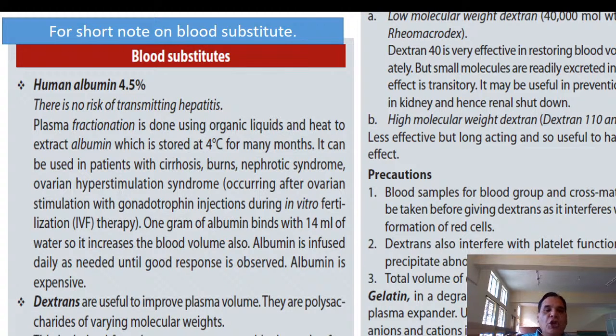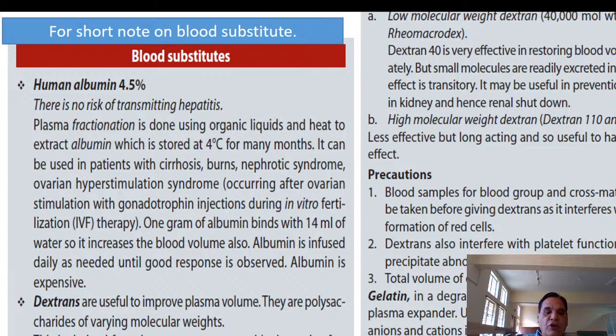The first and most commonly used is human albumin, and they are all colloids. You know the difference between crystalloid and colloid. Colloid maintains the volume for a very long time due to the high molecular weight of the substitute. Major advantage, no risk of transmitting hepatitis. Plasma fractionation will extract albumin from blood. Main indications: cirrhosis, burns, nephrotic syndrome, and all types of major surgery.